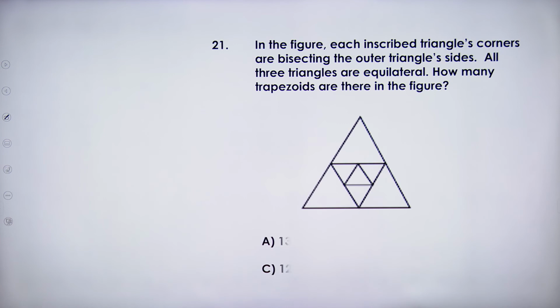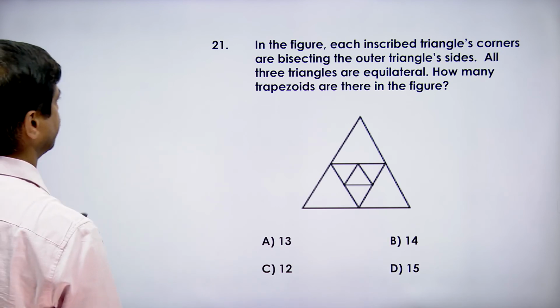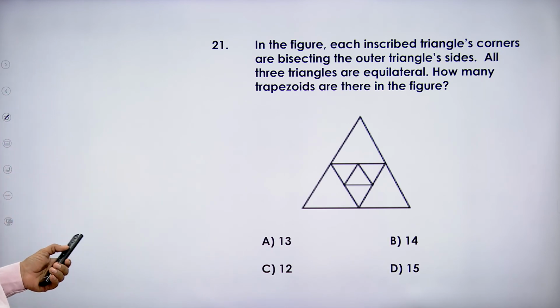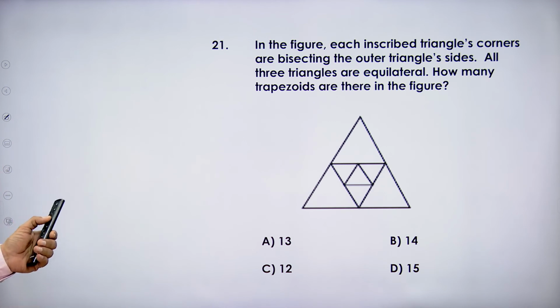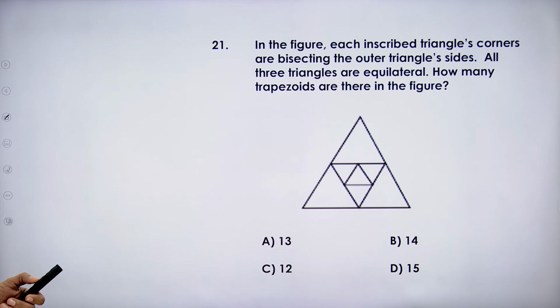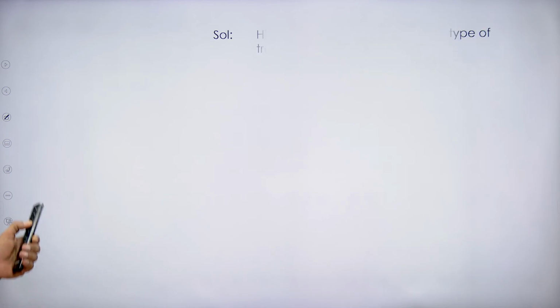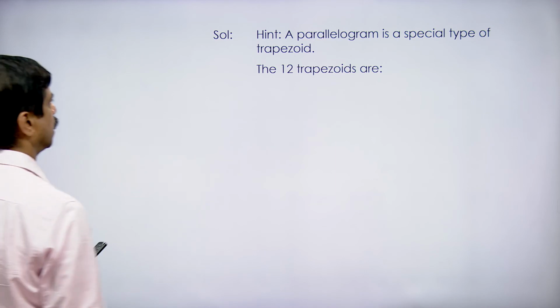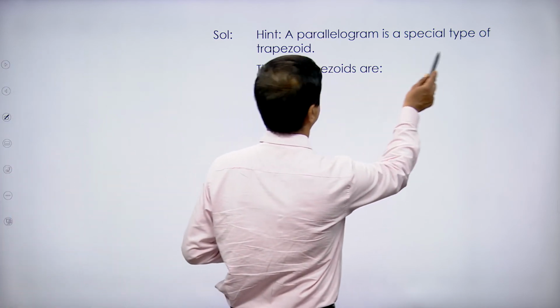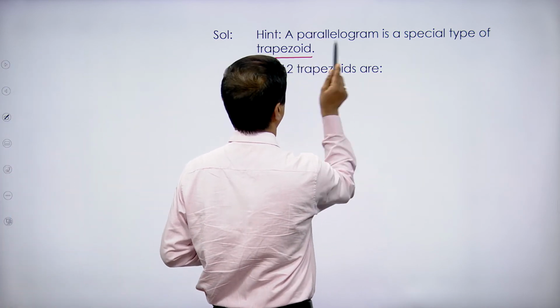Okay, children, let us go to the next question. In the figure, each inscribed triangle's corners are bisecting the outer triangle's sides. All 3 triangles are equilateral. How many trapezoids are there in the figure? So now look at this. A parallelogram is a special type of trapezoid.